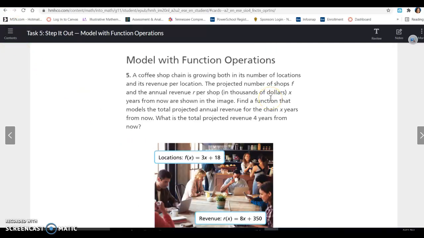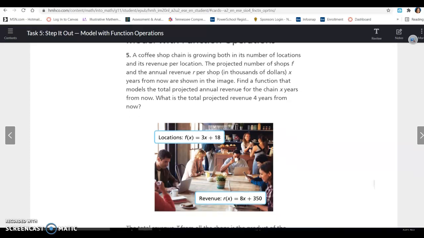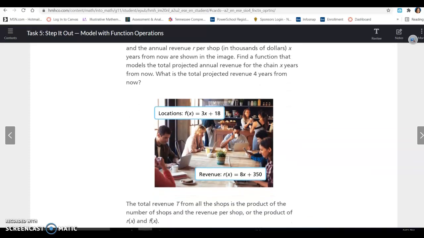All right, task 5. A coffee shop chain is growing both in its number of locations and its revenue per location. The projected number of shops, F, and the annual revenue, R, per shop in thousands of dollars, x years from now are shown in the image. Find a function that models the total projected annual revenue for the chain x years from now. What is the total projected revenue 4 years from now?